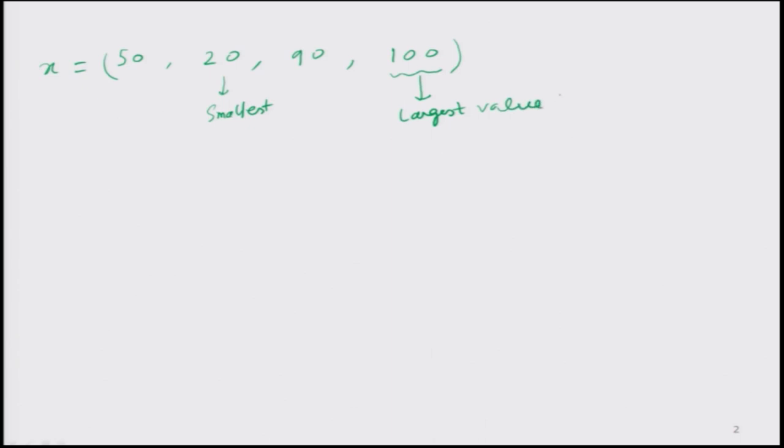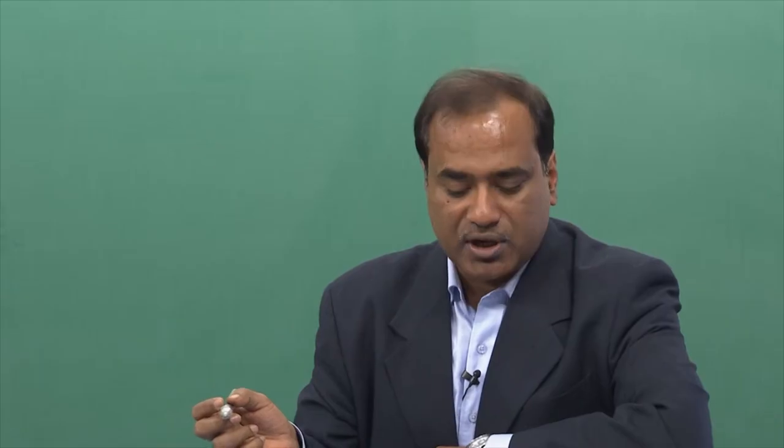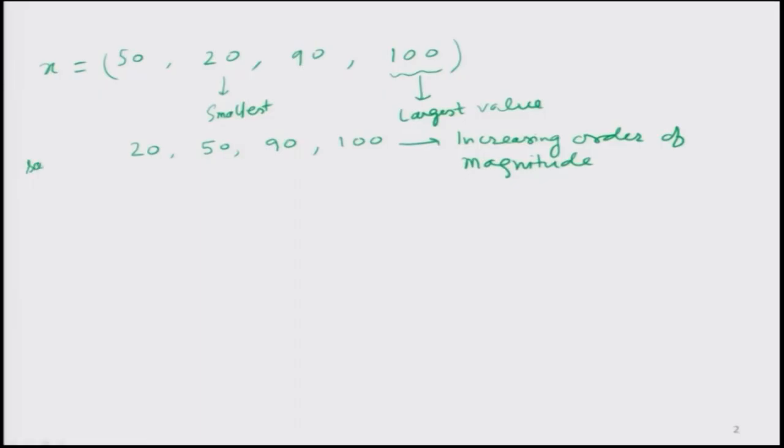Now there are two more values contained between 20 and 100, and if you rearrange these four values in increasing order of magnitude, this can be written as 20, then 50, then 90, and then 100. So this is increasing order of magnitude. I would say that we have sorted the data in x, and the sorting of data in x results in this vector 20, 50, 90 and 100.